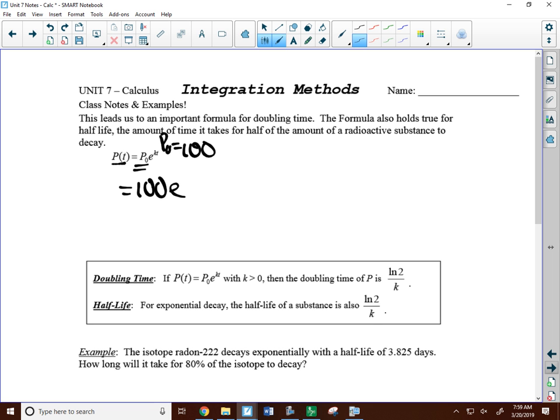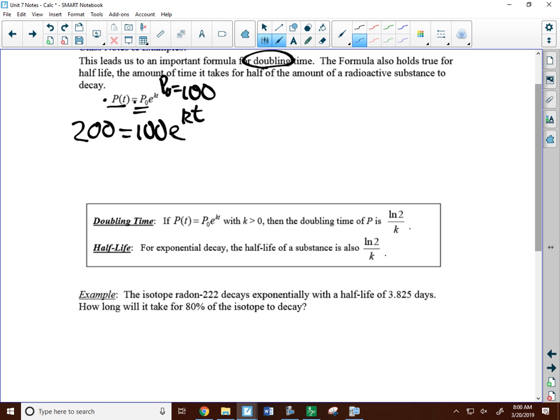If I want to double, that's what I'm looking at. What's P of T? 2 times P sub 0, which is 2 times 100, so 200. It's not going to matter what you start with because we're going to divide by 100. It's going to be 2 on the left side no matter what here. I'm going to leave it in terms of kt here. So the growth constant is positive. We don't know what k or t is right now.